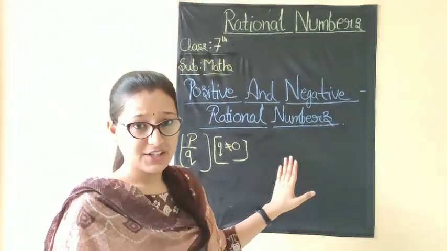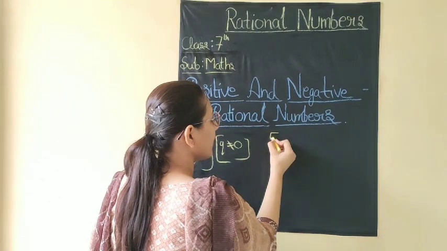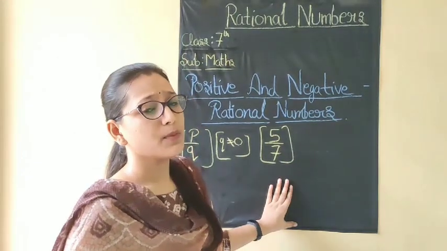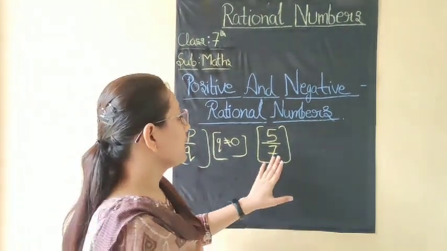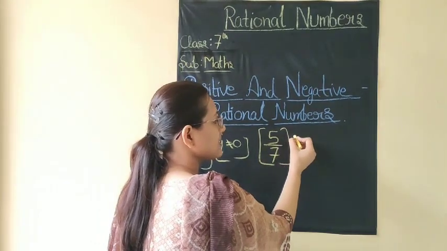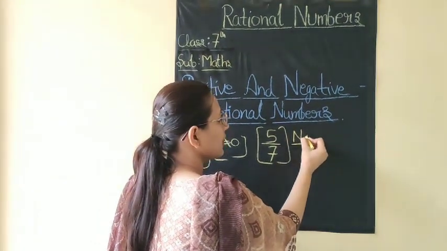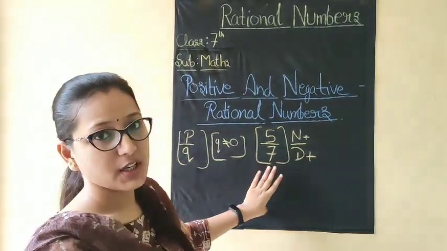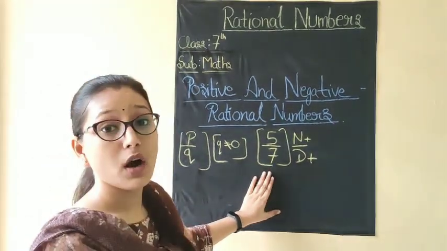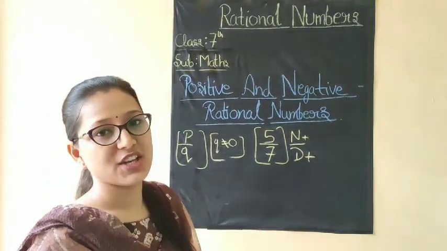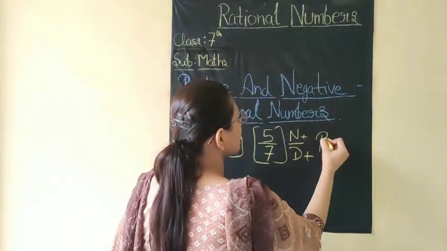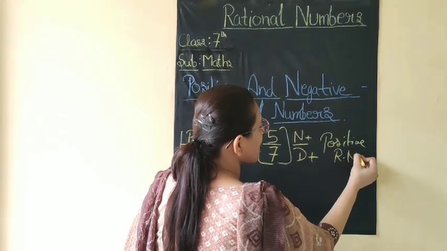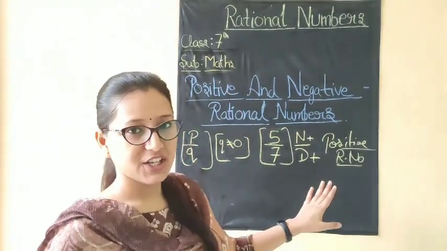Suppose there is a rational number like 5/7. Is this a positive rational number or a negative one? Here the numerator is positive and the denominator is also positive. So if a rational number has a positive numerator and a positive denominator, such types of rational numbers are called positive rational numbers.